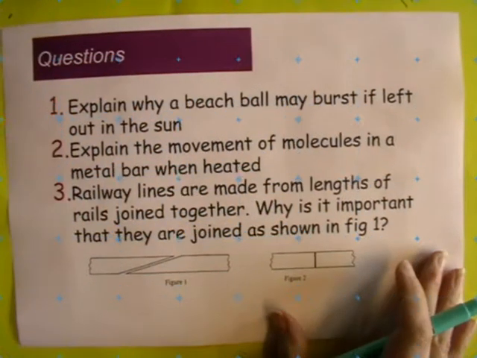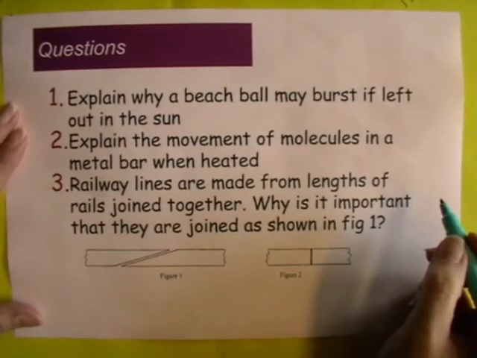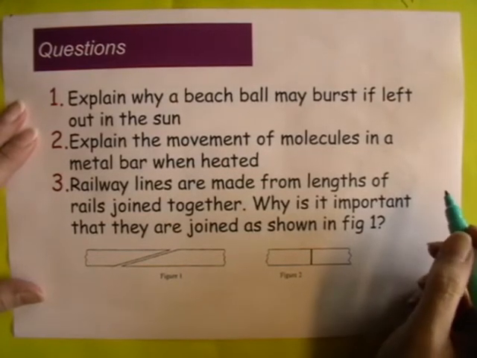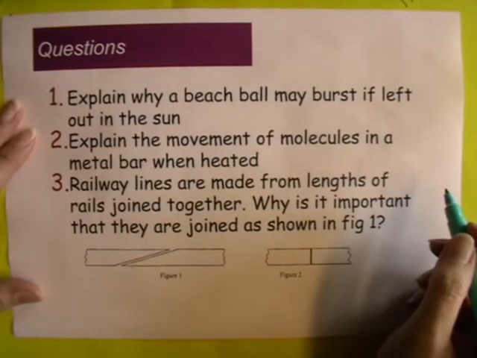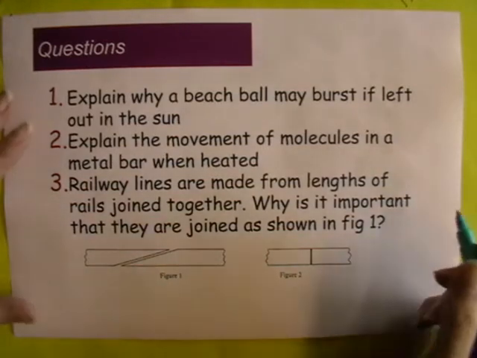Some questions then on this videocast. Explain why a beach ball may burst if left out in the sun. The air contained in the ball will heat up, and that heat will cause expansion. And if the plastic of the beach ball experiences such a force by that expansion, it may burst it.